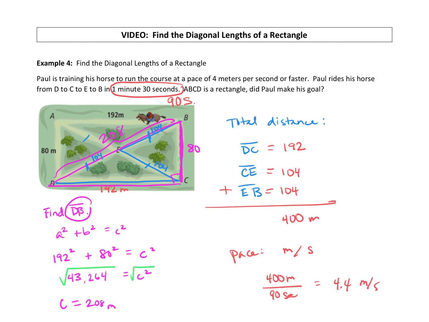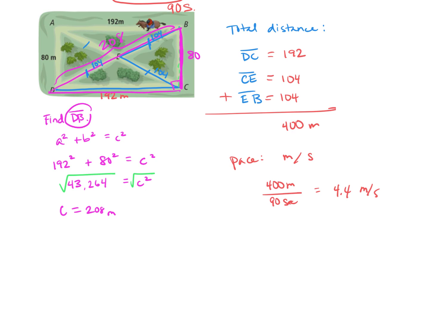So his goal was to go 4 meters per second or faster. So what's happening is he's actually traveling more than 4 meters for every second. So did Paul make his goal? He did. He is traveling fast enough. He's actually going faster than what his goal was. So yes, Paul made his goal. Good job, Paul. And then we even could say he rode a little faster, at 4.4 meters per second.